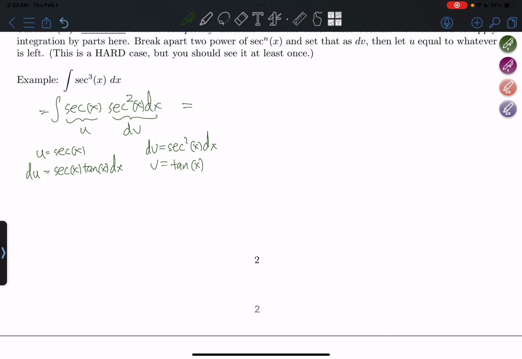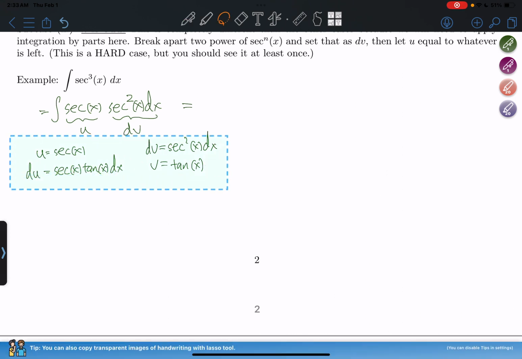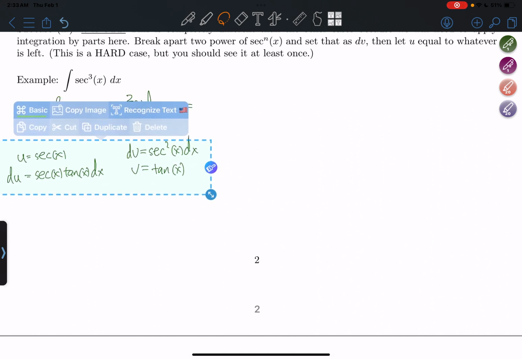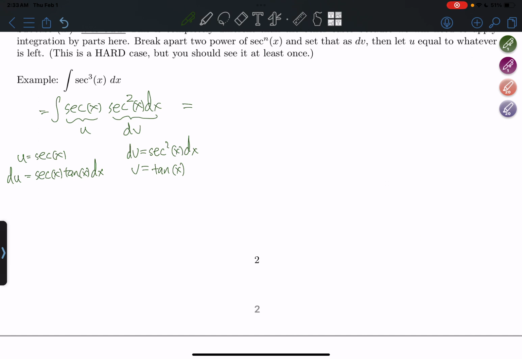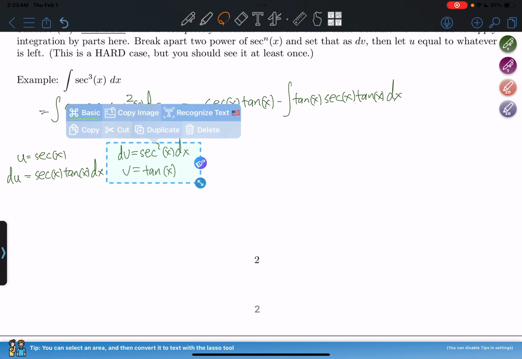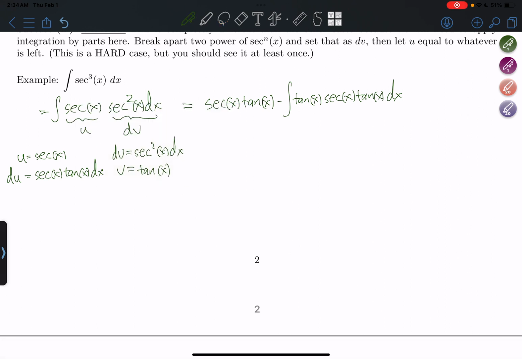Now, once I have this set up, I'm ready for my integration by parts. So here we go. This is equal to uv, so it's just going to be secant x tangent x, minus the integral of v du, minus tangent x, and then du is secant x tangent x dx. Okay, so v du.